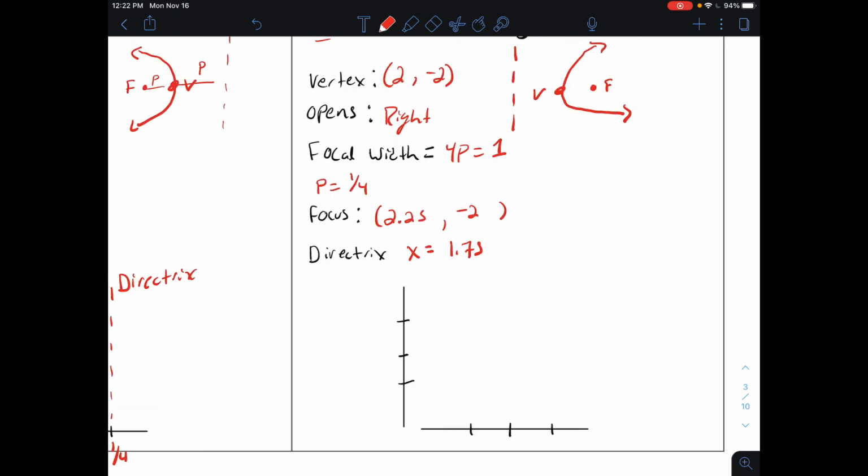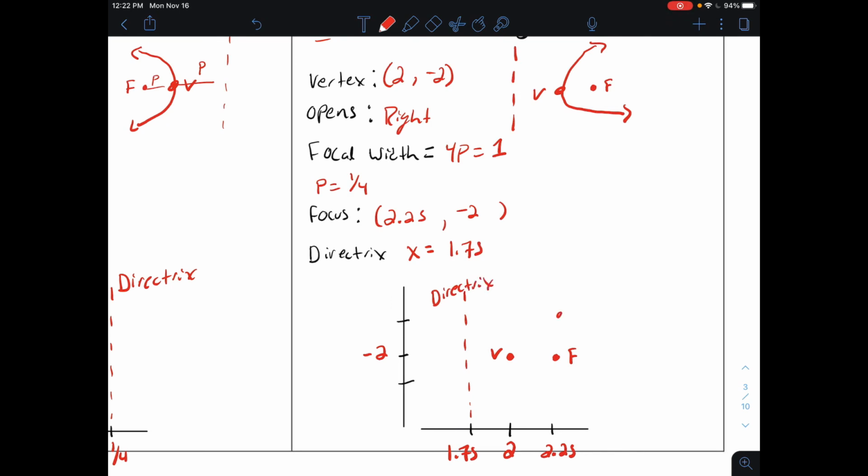Now we'll put all this information on our graph. So we'll get our vertex information. We have 2, y value of negative 2, so there's our vertex. Now we're going to open to the right, so our focus would be to the right side of this. We got the x value of the focus of 2.25, y value is still at negative 2, and the directrix line's at 1.75. And so I have this vertical line here. I'm going to identify it and label it directrix.